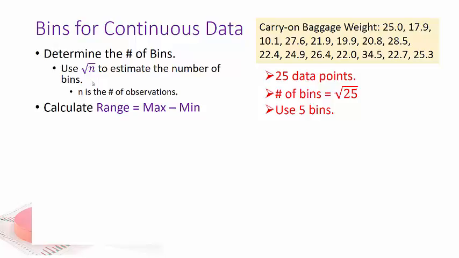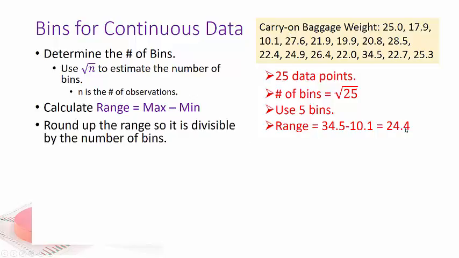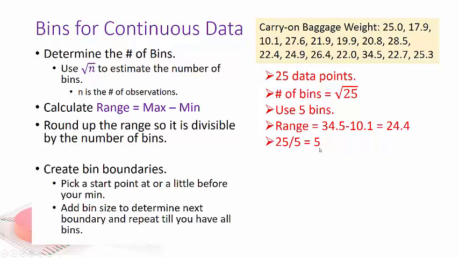Then I need to know how far apart the data is spread. So I need to calculate the range. So I go max minus the min. 34.5 is the maximum value up here. And 10.1 is the smallest. So I subtract it, I get 24.4. It's helpful to round this up so it's divisible. And you can see, what if I just use 25 and 5? And so to find the bin size, I just go 25 divided by 5.